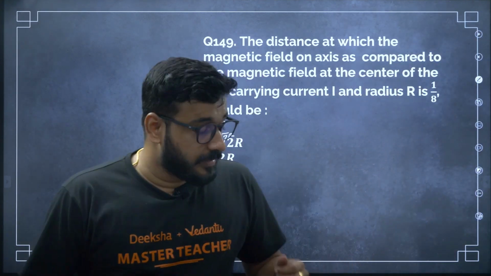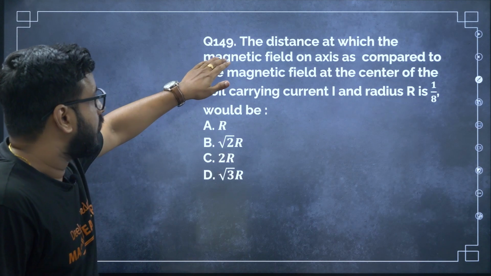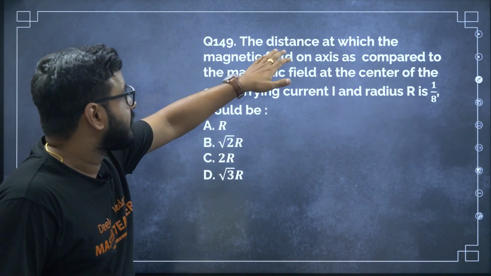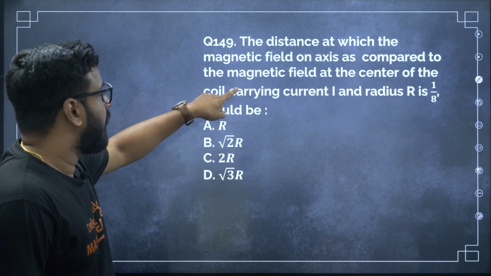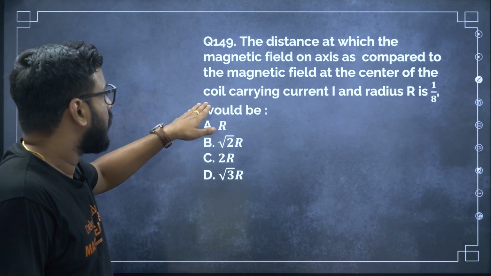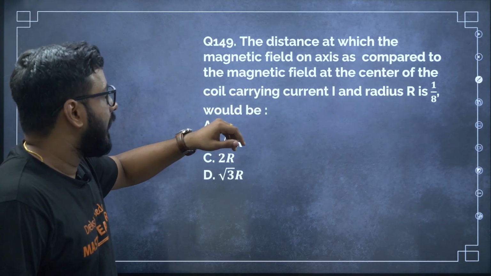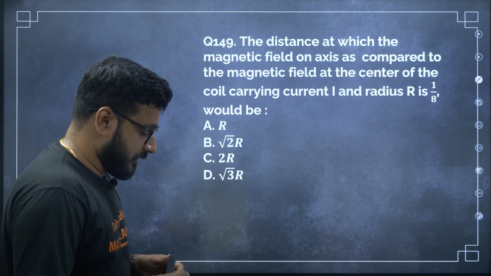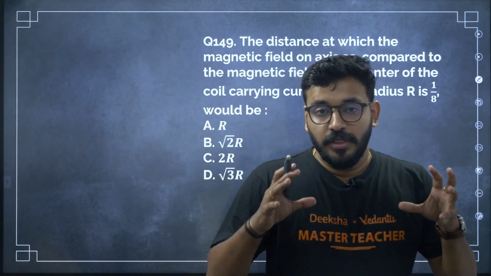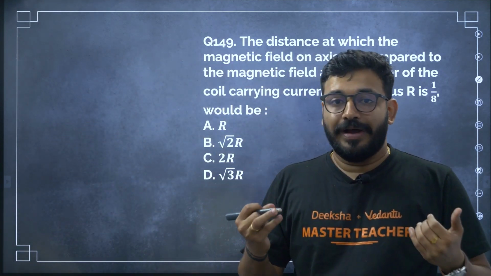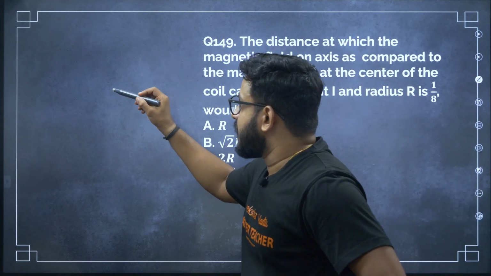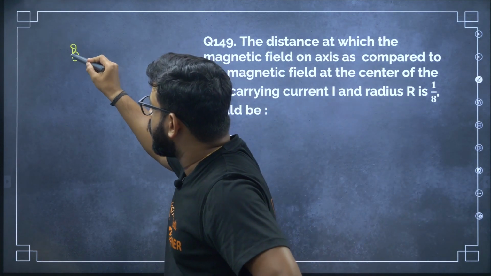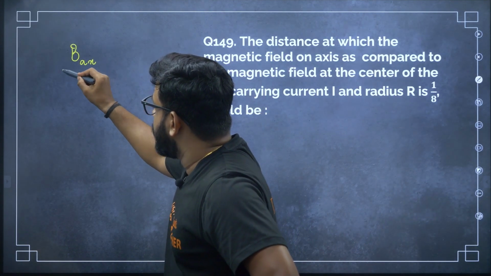Okay, so the penultimate question of this particular video: the distance at which the magnetic field on the axis, as compared to the magnetic field at the center of the coil carrying current I. Now this is a very important question because of this ratio of axis to the center. So how do you find that? There is a direct formula. I would like you to please make a note of it.